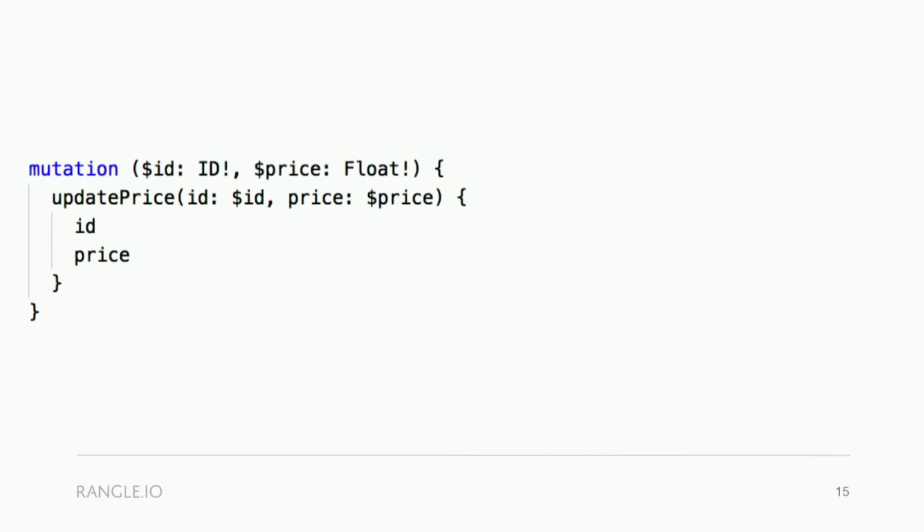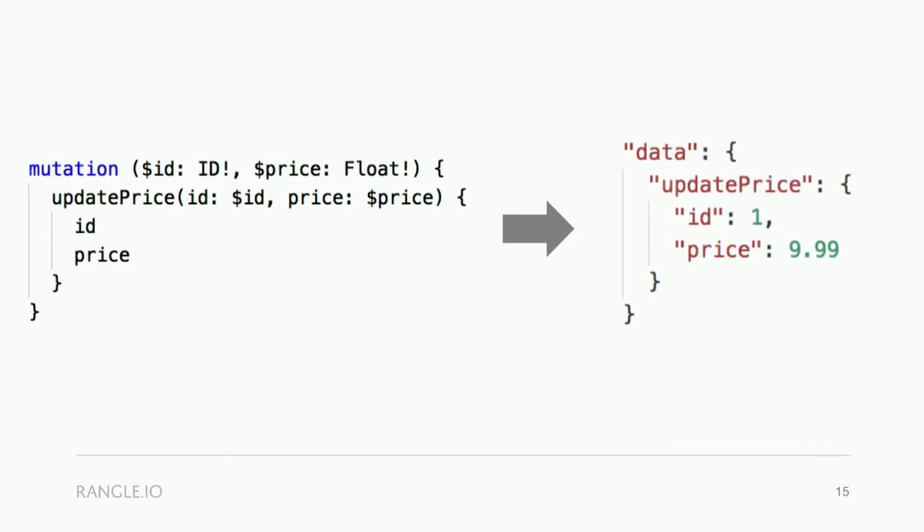Now, if we want to make a change, we use a mutation. So we're able to pass in an ID as a variable and pass in the price that we're going to be changing. And then we're going to request that we get the ID and the new price back as a result. So now we're going to update that to $9.99 if they're having a special that week.